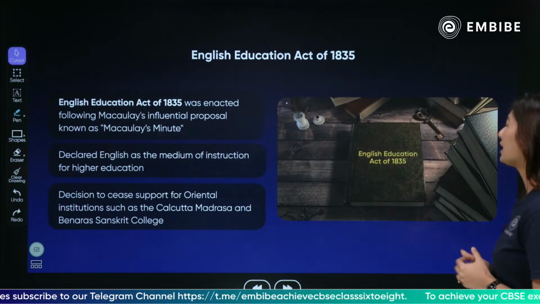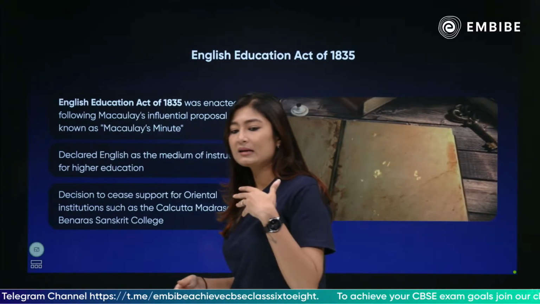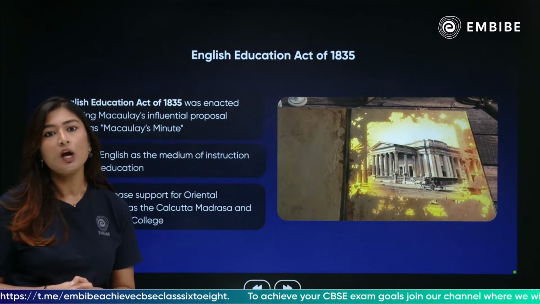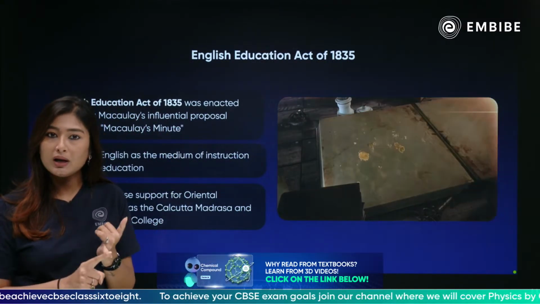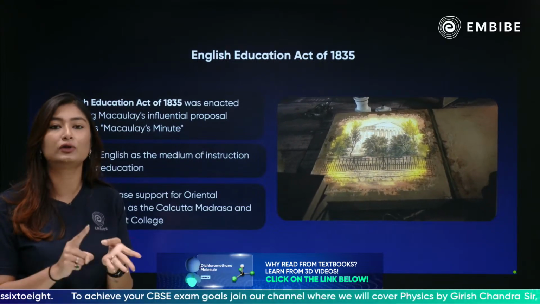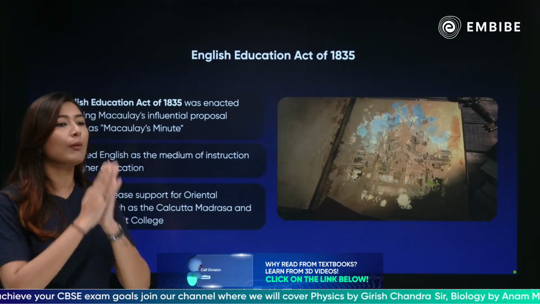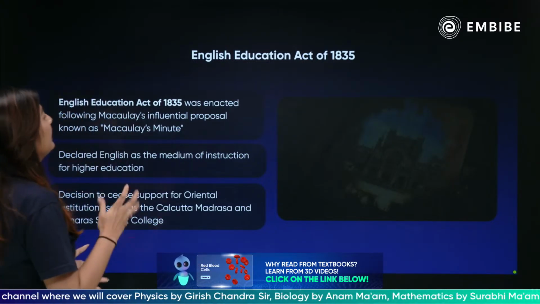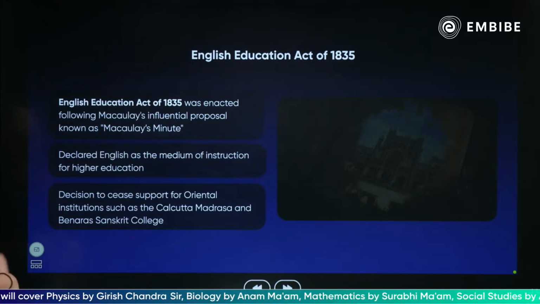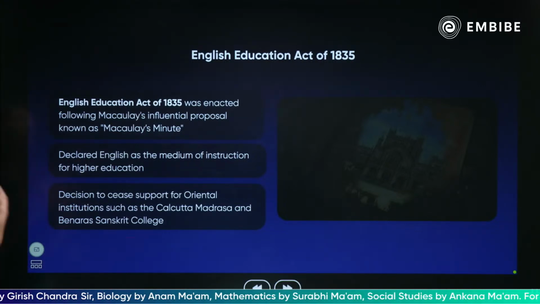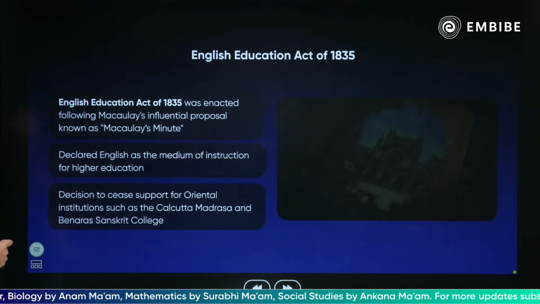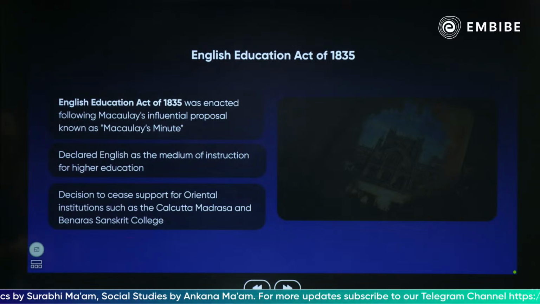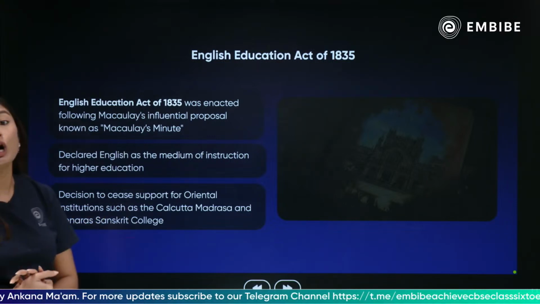And then came the English Education Act of 1835 as a result of all of this criticism of the Oriental learning. ये जो ओरिएंटल लर्निंग थी, which was supposed to happen in local language, of the culture, of the tradition, of the law of ancient India, Eastern knowledge, वो बंद कर दी जाती है. उसे क्रिटिसाइज किया जाता है, उसे बहुत ज़्यादा क्रिटिकली एनालाइज किया जाता है. And then comes this law which was enacted following Macaulay's influential proposal known as Macaulay's Minute. Guys, remember this, very important. It declared English as the medium of instruction for higher education. Decision to cease support for Oriental institutions such as the Calcutta Madrasa and Banaras Sanskrit College or Banaras Hindu College.